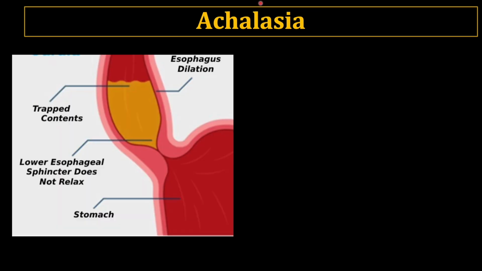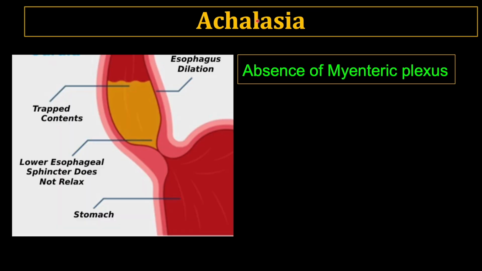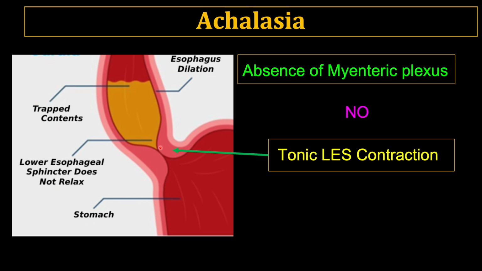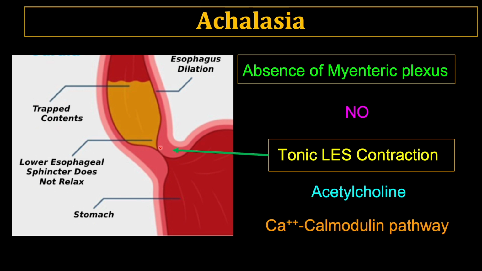Achalasia cardia is a motility disorder of the esophagus characterized by absence of ganglion cells in the myenteric plexus. Due to lack of ganglion cells, there is no nitric oxide. Because of absence of nitric oxide, the lower esophageal sphincter fails to relax. It remains tonically contracted. The tonic contraction of the lower esophageal sphincter is brought about by acetylcholine, which activates the calcium-calmodulin pathway of smooth muscle contraction.